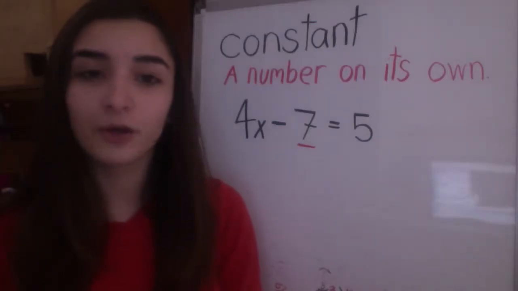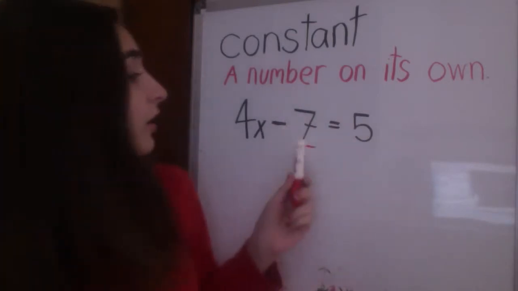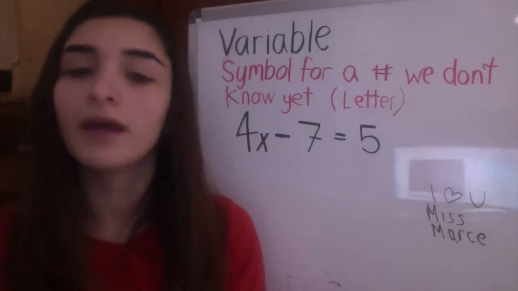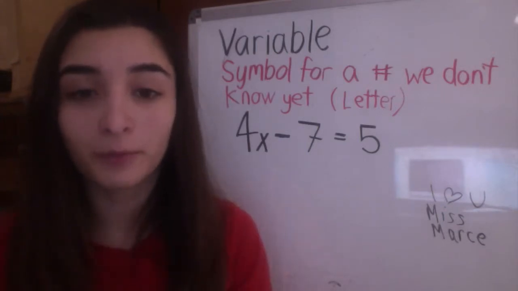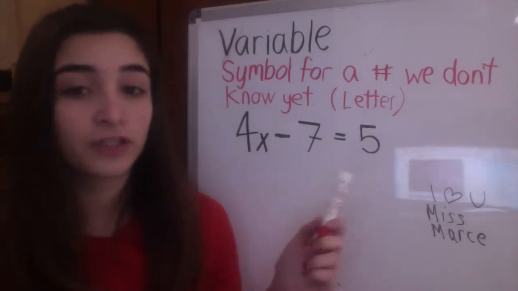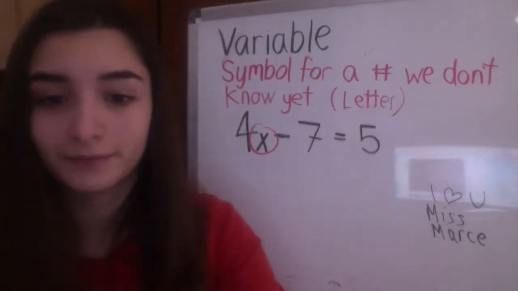A number on its own is called a constant. In this equation, the constants are 7 and 5. A variable is a symbol for a number we don't know yet, and it is represented by a letter. In this equation, the variable is the x.